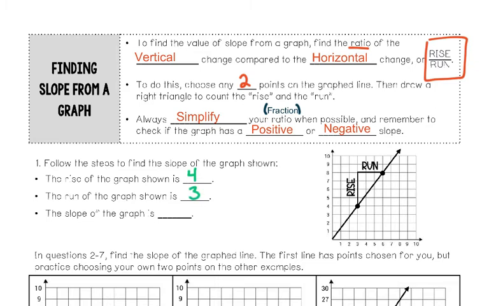So you would write that as a slope of 4 over 3. We want to check and see if we can simplify that. 4 over 3 is fully simplified. We write it as a fraction, and we know it's a positive slope because it's increasing. So we leave it as a positive 4 over 3. And that's it. 4 over 3 is the slope of this graph.